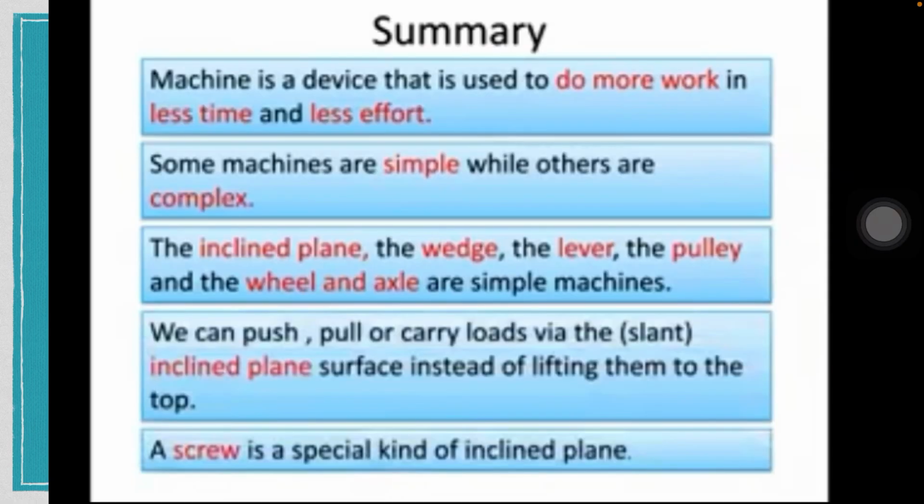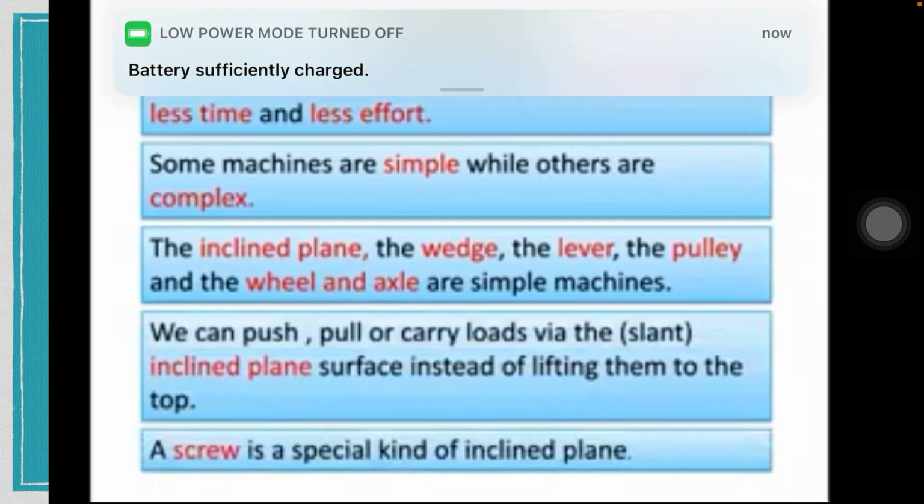Let us summarize this. A machine is a device that is used to do more work in less time and with less effort. Some machines are simple while others are complex. The inclined plane, the wedge, the lever, the pulley and the wheel and axle are simple machines. We can push, pull or carry loads along the slanted inclined plane surface instead of lifting them to the top. A screw is a special kind of inclined plane.